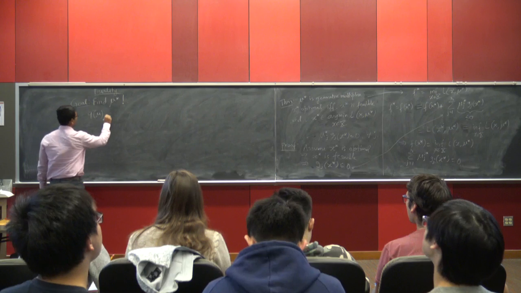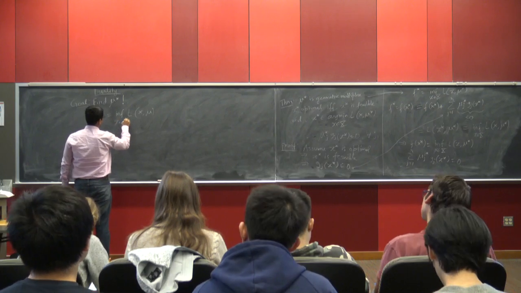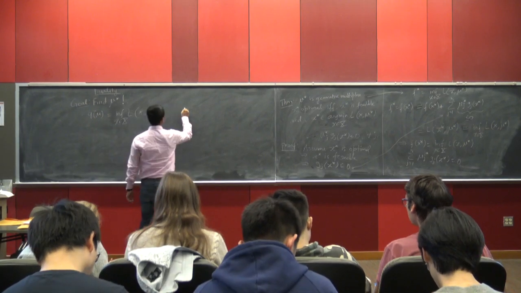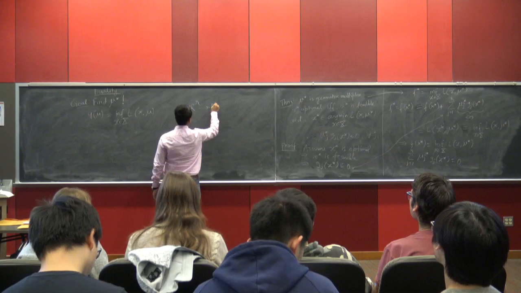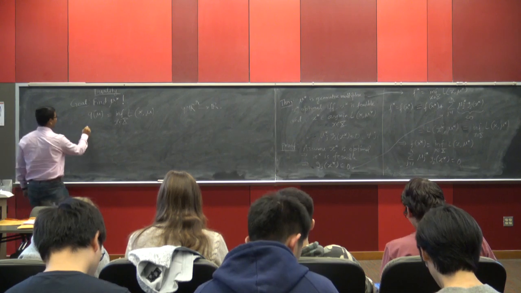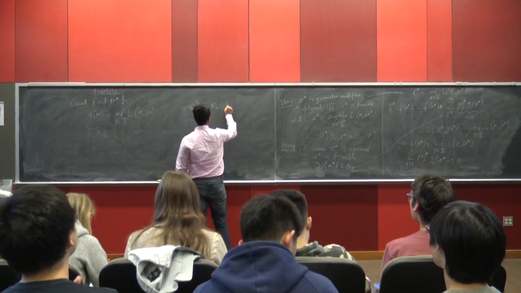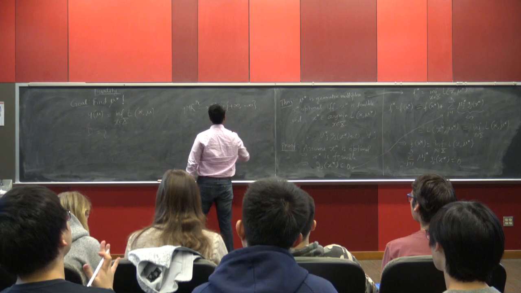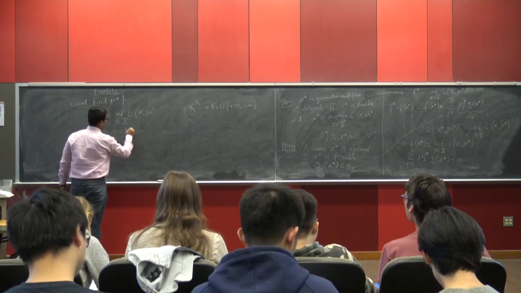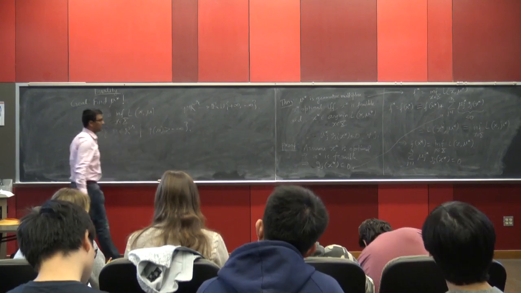I define a function q of mu as the infimum of the Lagrangian L of x comma mu, where x is in capital X. So q is a function from R to R, actually I should make it R union plus infinity and minus infinity. And I define D as the set of mu in R such that q of mu is greater than minus infinity.